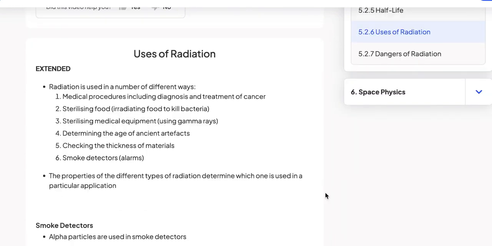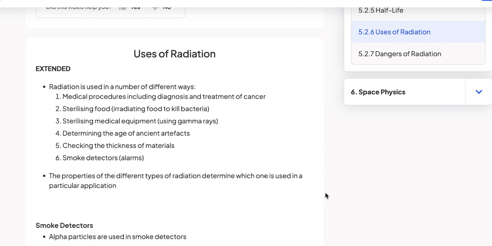Okay, so we've seen from the tutorial the uses of radiation. We've seen how we use the alpha for smoke detectors, how we use the beta for measuring the thickness of materials, and how we use the gamma for sterilizing our food, increasing the shelf life of our food, and sterilizing medical equipment. So these are some of the uses of these radiations.